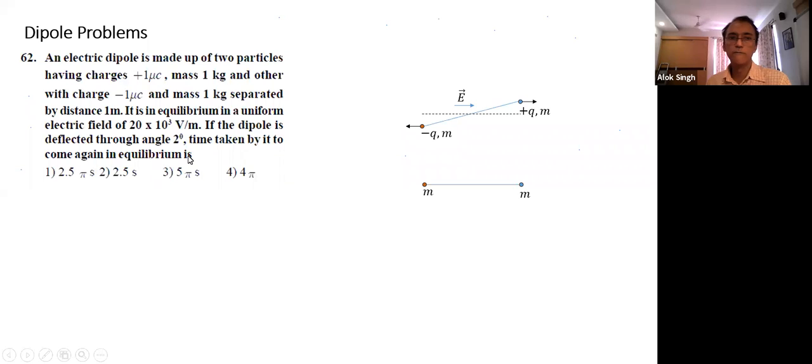What does it mean? How much time will it take? Suppose I deflect by 2 degree. How much time will it take? The equilibrium position is where theta becomes 0. From 2 degree, how much time will it take for that angle to become 0 in terms of time period? How much time does it take to come from the extreme position to the mean position in terms of time period? T by 4. The time taken to come from the extreme position to the mean position is T by 4.